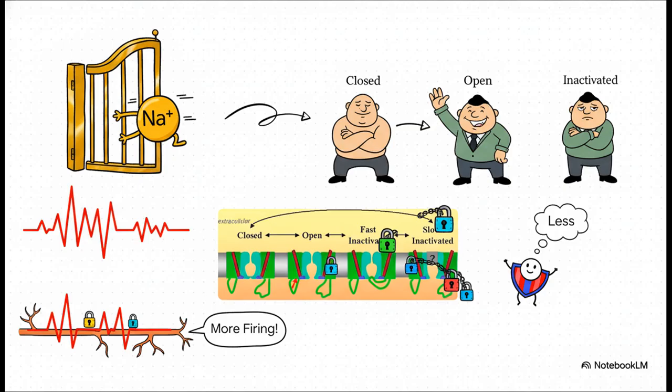Now, a lot of these drugs work by latching onto the channel while it's in that inactivated state and holding it there for longer. And here's the really clever part. The neurons that are firing like crazy during a seizure, their channels are spending way more time in that inactivated state. This means the drug has more opportunities to bind and do its job, so it preferentially targets the overactive neurons while leaving the normally firing ones mostly alone. It's a brilliant mechanism called use-dependent blockade.